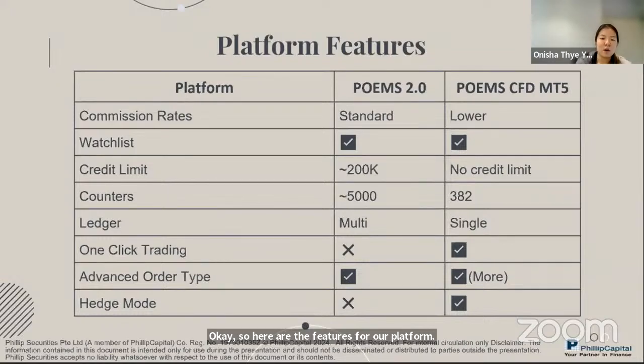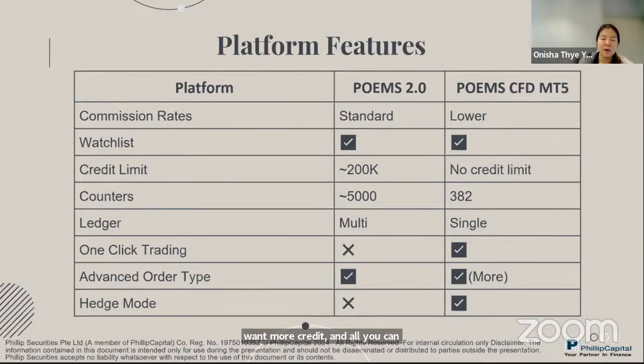First is the commission rate. POEMS 2 is standard, but our MT5 is lower. You can refer to our website for more info. Watch list, both platforms have it. And then the credit limit for POEMS is normally at 200K, but for MT5 there's no credit limit approval for it. So those who want more credit limit, you can opt for our MT5.